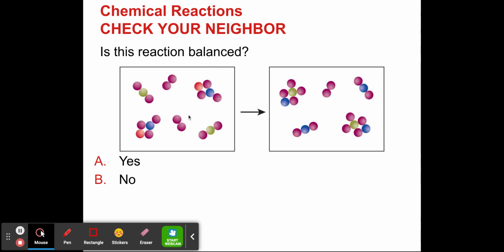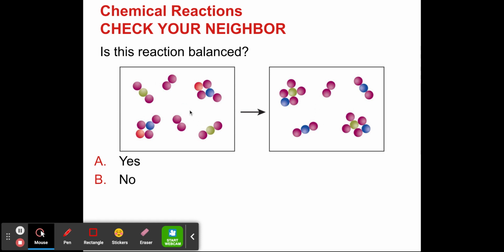So what you need to do is look at each type of atom and make sure that the number of each type on the left, again, on the left simply means on the left side of the arrow, and on the right simply means on the right side of the arrow. So if I look at this reaction, I can just tell that this reaction will not be balanced. Why? Because look at these pink atoms. You have two of them on the left, but I don't see any of those pinks on the right.